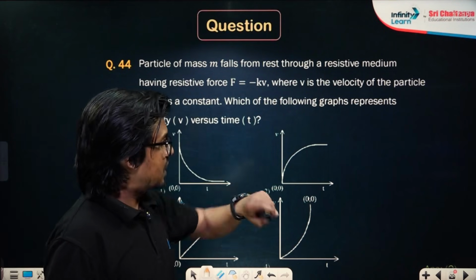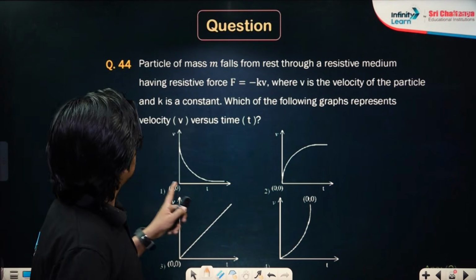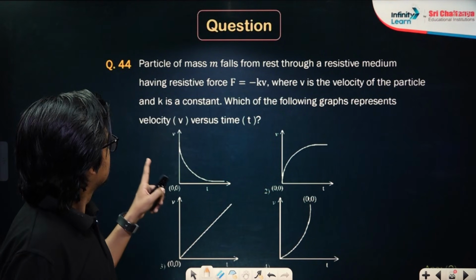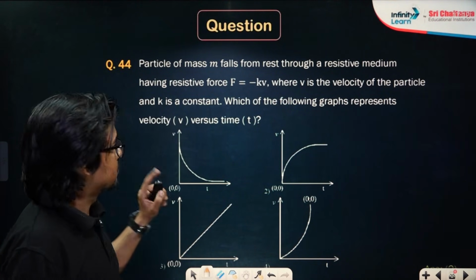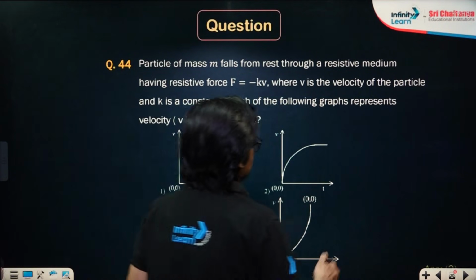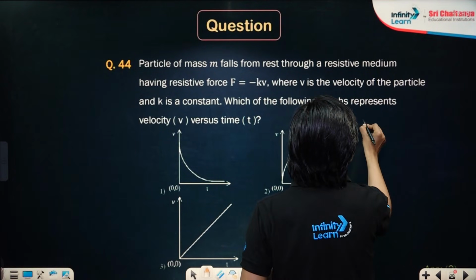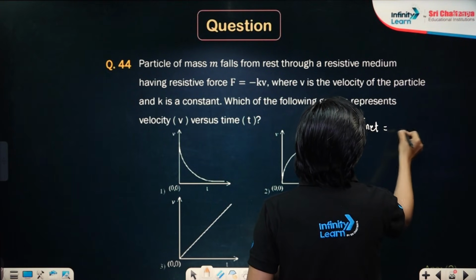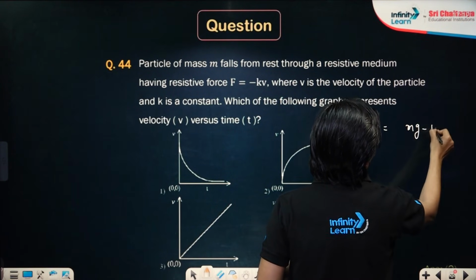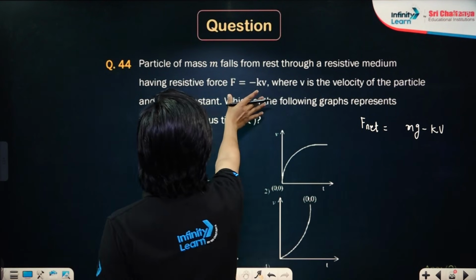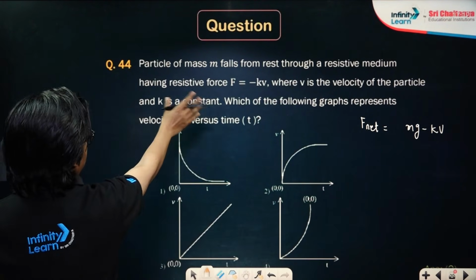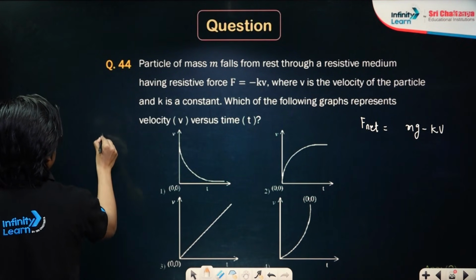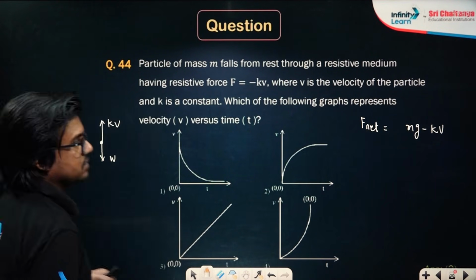Now, a particle of mass m falls from rest through a resistive medium having resistive force F equal to minus kV, where V is the velocity of the particle and k is a constant. Which of the following graphs represents the velocity? How can you solve it? You can write, using Newton's second law, net force acting is equal to mg minus kV. This resistive force is acting on the particle. The particle is falling, weight is acting in the downward direction, and this force kV is acting in the upward direction.